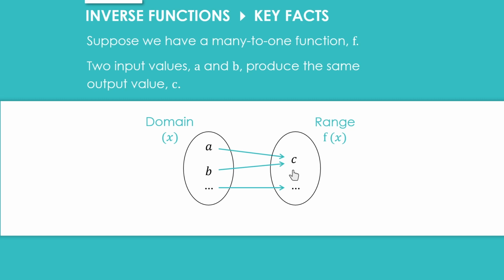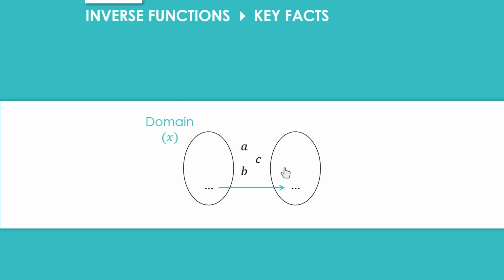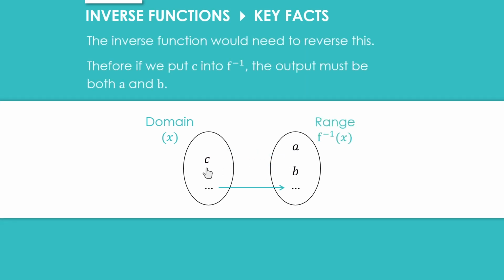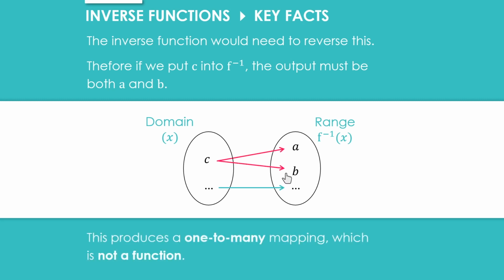However, the issue arises when we then try to define an inverse, because our value C has to get us back to both of the original values of A and B, which means we now have a one-to-many mapping, which is not a function. And so the only way we can get around that is to make sure that we start with a 1-1 function, because then the inverse will also be a 1-1 function.